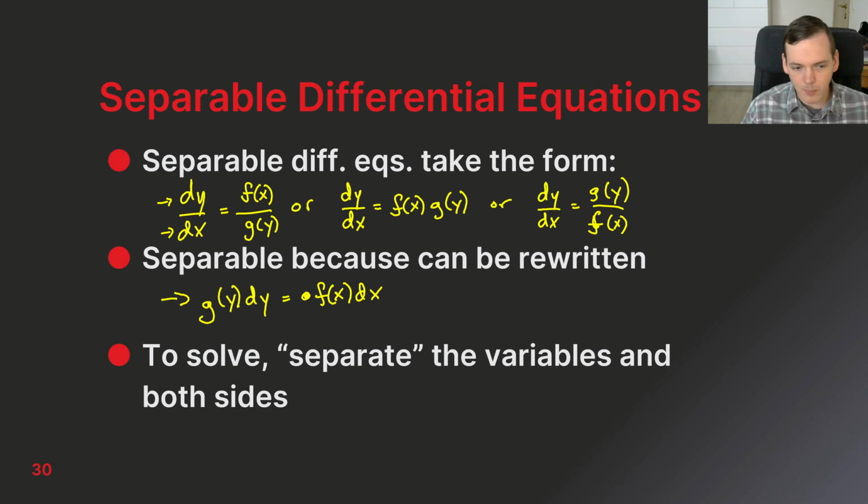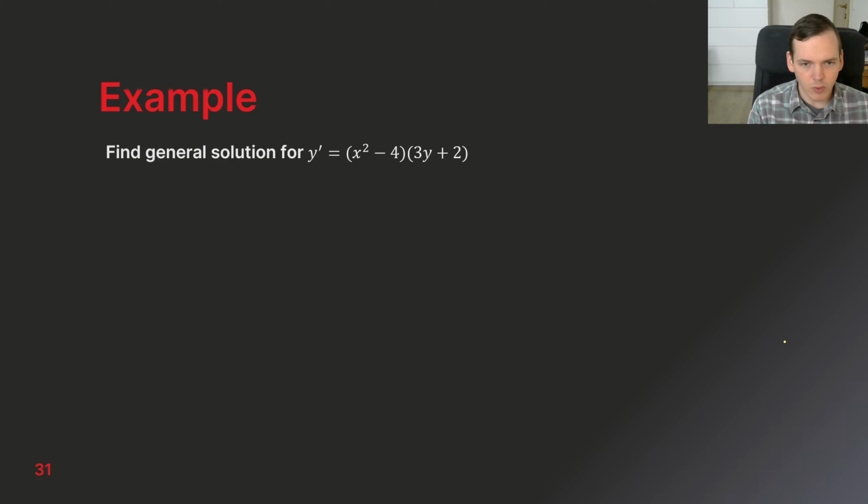And so that's how we solve separable differential equations. First you separate and then you integrate both sides. So this is just using tools you already know with a slight tweak. For example, find the general solution for y prime equals x squared minus 4 times 3y plus 2. We're going to write this using this notation: dy by dx is equal to x squared minus 4 times 3y plus 2.